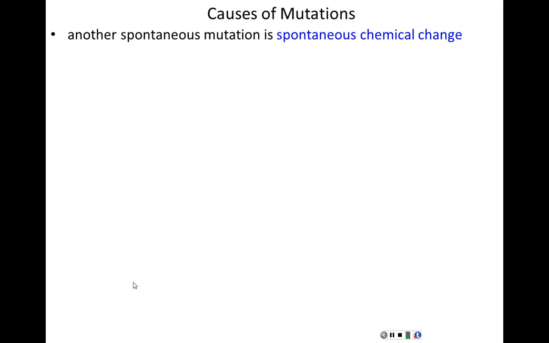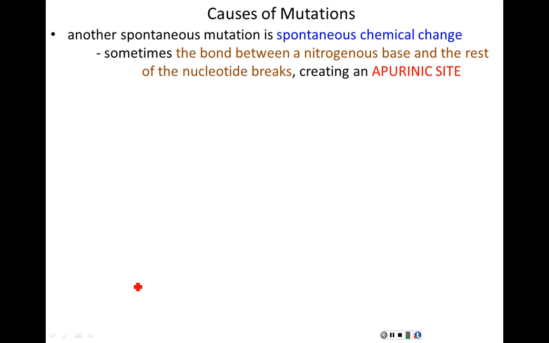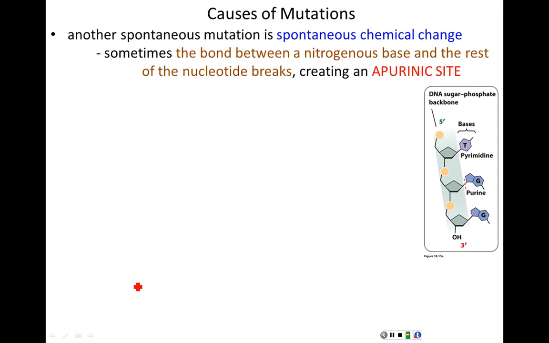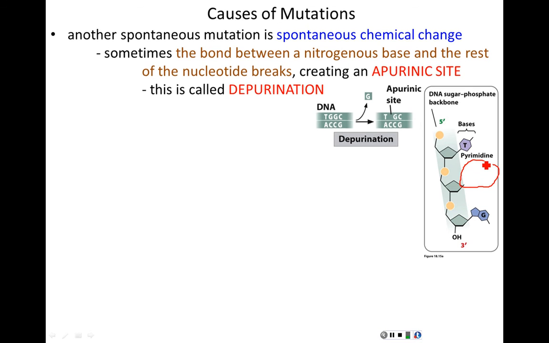Other mutations. Well, some mutations, spontaneous mutations, mutations that occur with no help from the outside environment, are due to chemical change. Bonds break between atoms. Sometimes the bond between the nitrogenous base and the rest of the nucleotide breaks, creating what we call an apurinic site. So this bond here, represented by the red dashed line, this bond snaps occasionally, not often, but occasionally. And when it does, that base is lost. And so you have a phosphate and a sugar, but no base at all. Nothing here. Like a missing tooth.